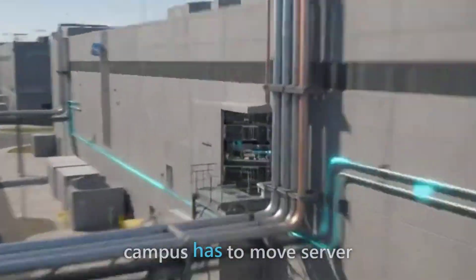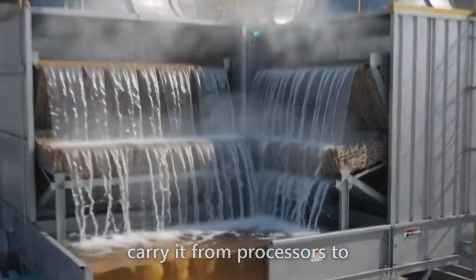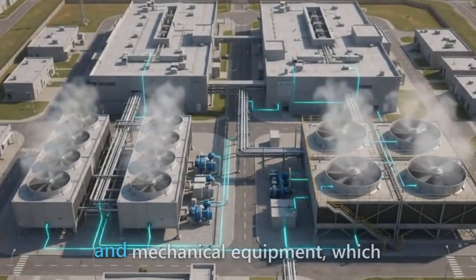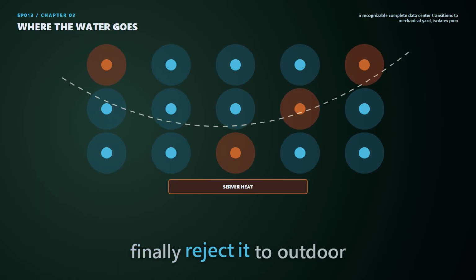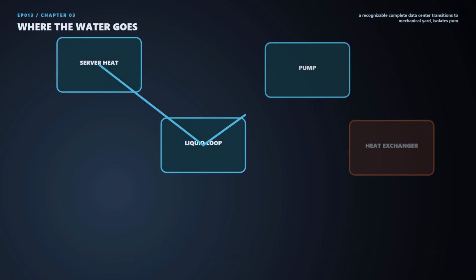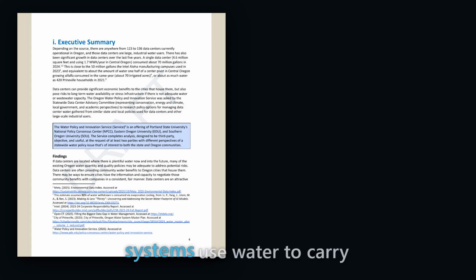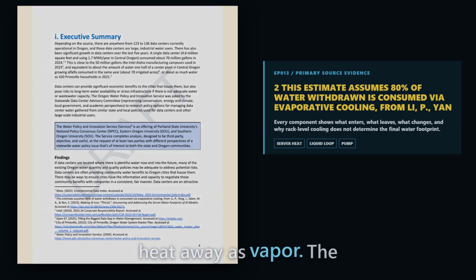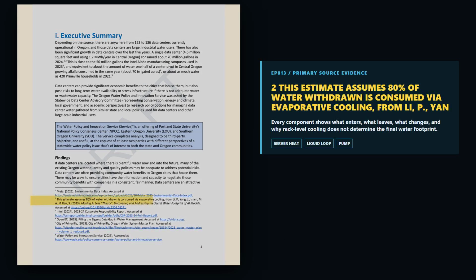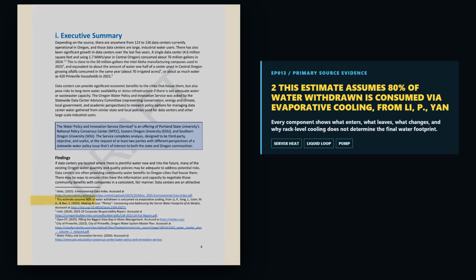A data center campus has to move server heat outside continuously. Fans or liquid loops carry it from processors to pumps, heat exchangers, and mechanical equipment, which finally reject it to outdoor air. There are several ways to do that. Dry coolers move heat through coils without evaporating water in the final step, but fans and compressors can require more electricity in hot weather. Evaporative systems use water to carry heat away as vapor. The remaining water recirculates until minerals concentrate and part is removed as blowdown for appropriate treatment or discharge.